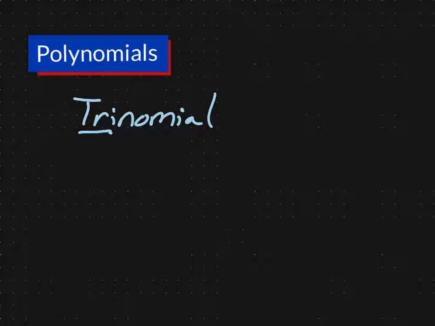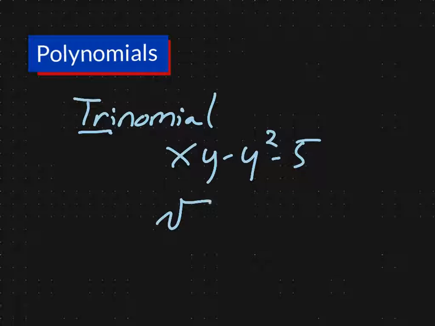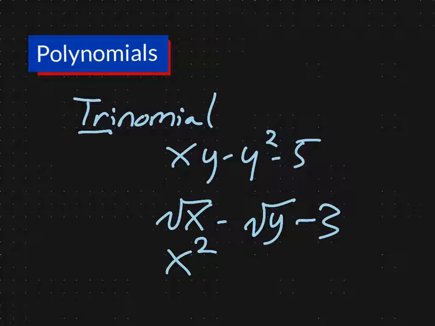So let's see some examples of trinomials. How about xy minus y squared minus 5? That's a trinomial. You can see there are three terms. How about the square root of x minus the square root of y minus 3? That's also a trinomial. Or x squared plus 4x minus 4. Again, there are three terms, so this is a trinomial.